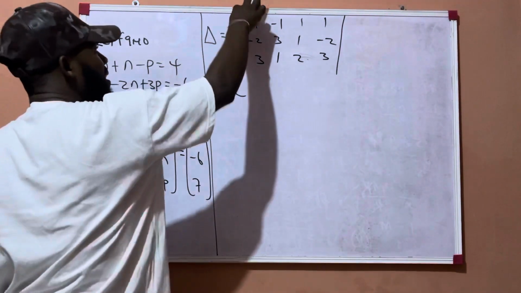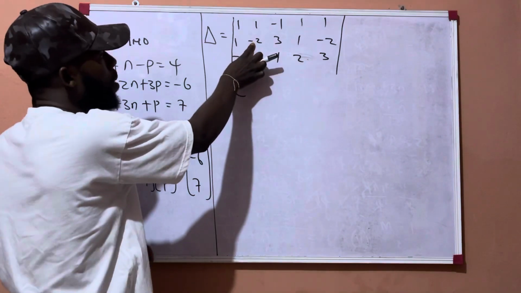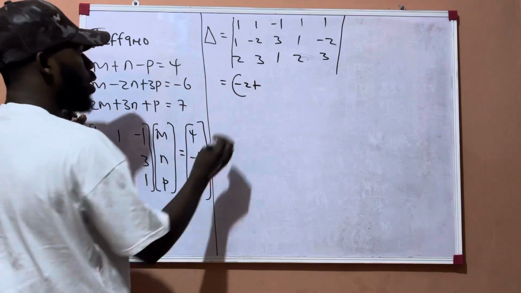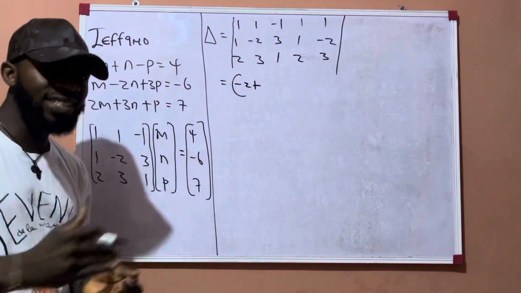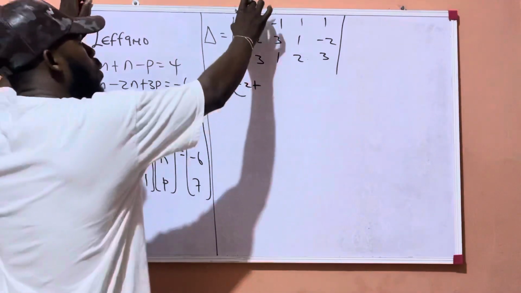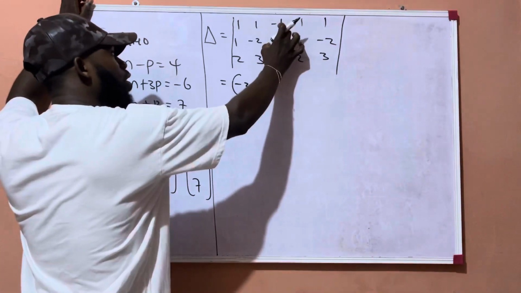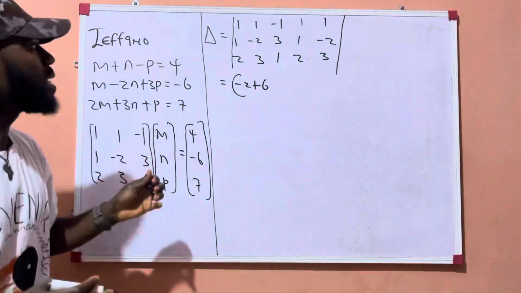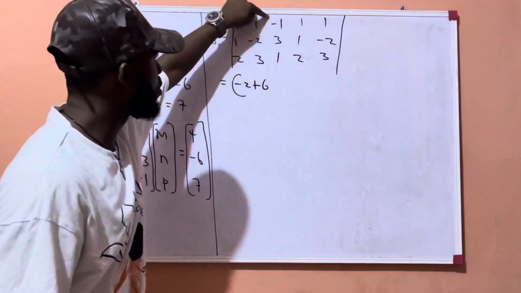Now 1 times minus 2 gives us minus 2. Minus 2 times 1 gives us minus 2. So I'll write minus 2 plus. Now the next 3 elements in the diagonal pattern are 1, 3, 2. Now 1 times 3 gives us 3. 3 times 2 gives us 6. Now plus 6. Okay. Now my last 3 elements are minus 1, 1, 3.